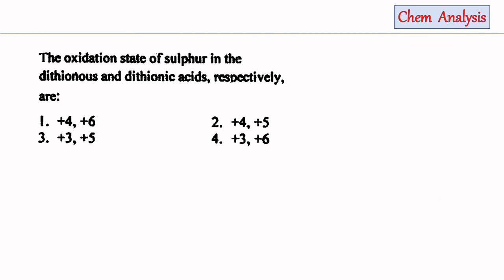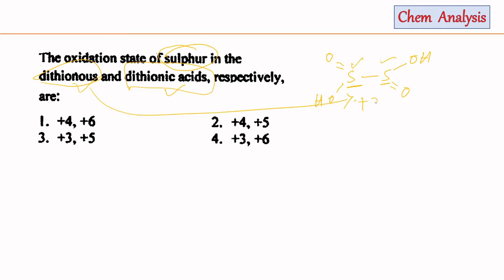In the next question, you have to tell about the oxidation state of sulfur in dithionous acid. You just have to know the structure of these two acids, that is dithionous acid and dithionic acid, and the structure of dithionous acid is like this. And here you can easily count the oxidation state of the sulfur atom, since both the sulfur atoms are equivalent, and the oxidation state for both the sulfur atoms will be 3.